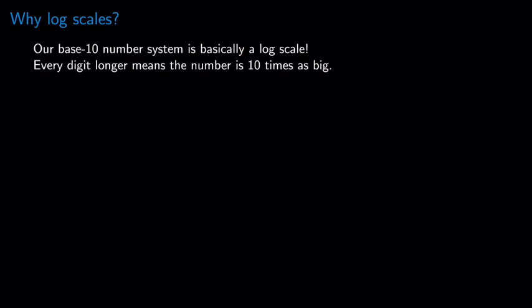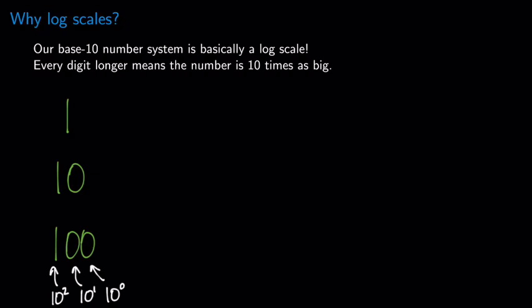I want to talk about another example of a log scale, which is our regular old number system. Right? Every digit longer, when we write a number, every digit means the number is 10 times as big. 10 is 10 times as big as 1. 100 is 10 times as big as 10. And when you write a number that has multiple digits, each place corresponds to 10 to the 0, 10 to the 1, 10 to the 2, right? And that just keeps going.